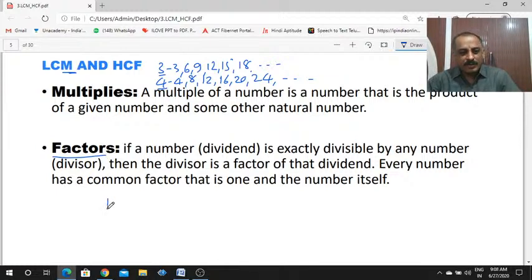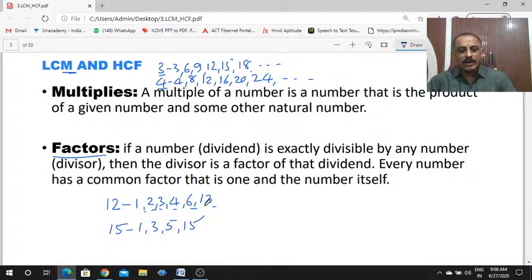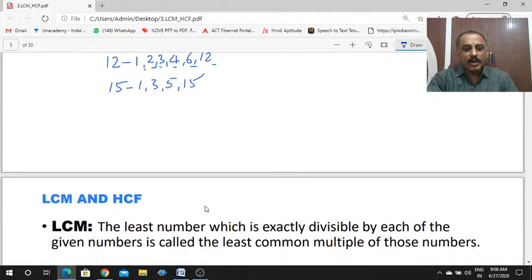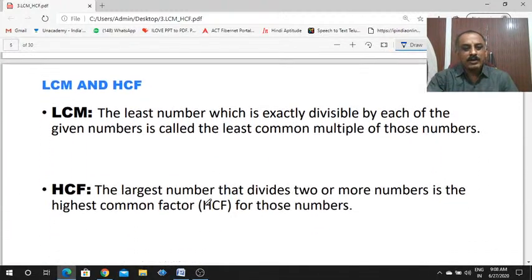But the factors of any number are limited. For example, take 12. 12 is exactly divisible by 1, 2, 3, 4, 6 and 12. So these are the factors of 12. What are the factors of 15? 15 is exactly divisible by 1, 3, 5, 15. These are known as factors.